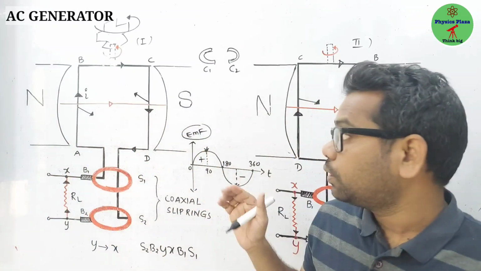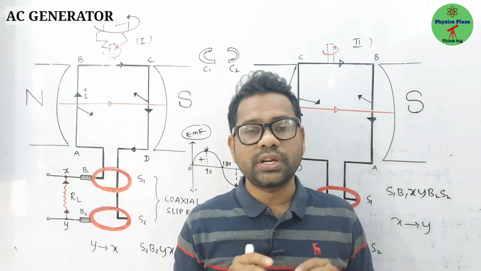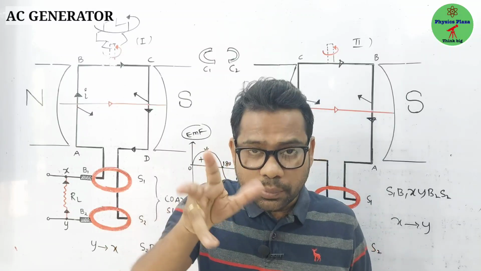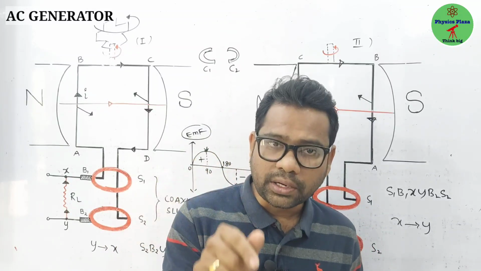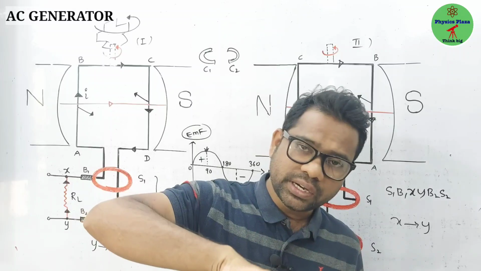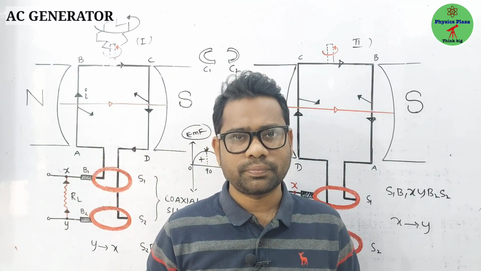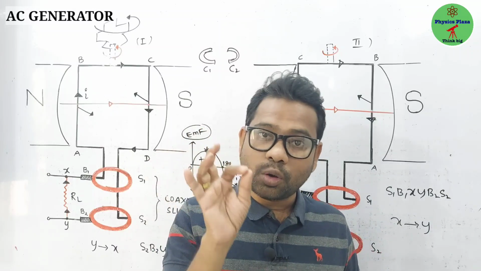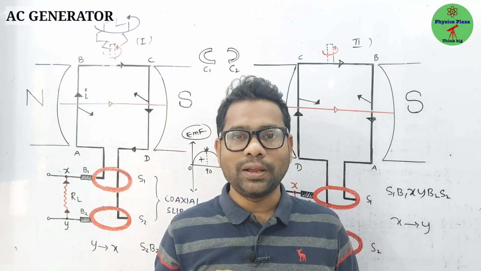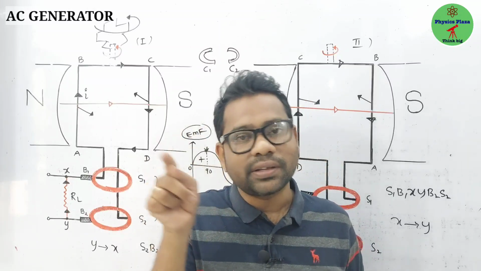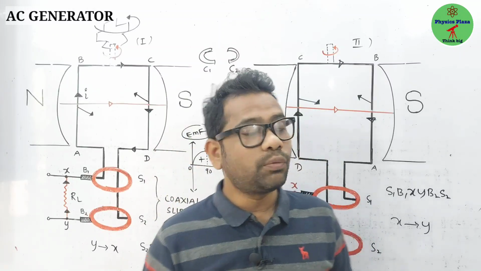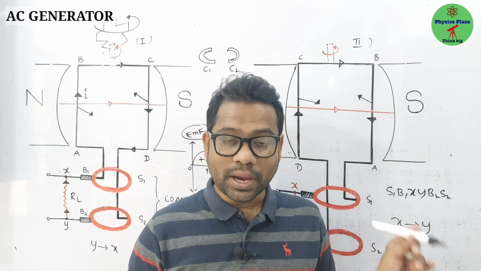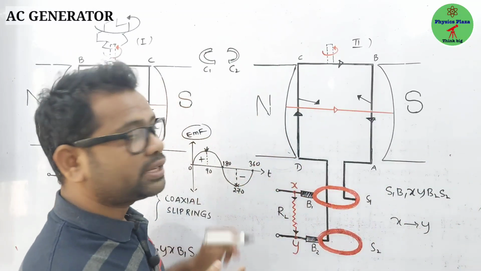Third, on which principle does an electric motor work, children? Sorry, let me tell you exactly. When a current carrying rectangular copper coil is placed in a uniform magnetic field, a couple will act and it is rotated continuously. That is the principle of the electric motor. So, what is the principle of the AC generator, children? Electromagnetic induction. Electromagnetic induction is the principle on which the AC generator works.